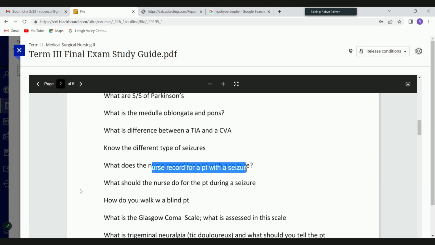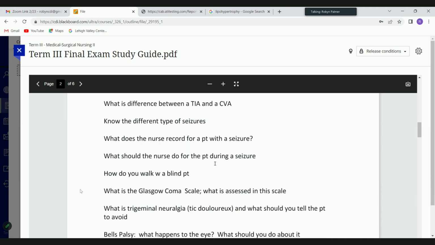What does a nurse record for a patient with a seizure? Well, what would you record, John? If you saw a patient with a seizure, what would you record? Time. The duration, yep. Probably location if you have to call 911. Yeah, what they're doing. Are they conscious? Are they unconscious? Are they frothing at the mouth? The duration of the seizure, right? What position would you put the head in so you would protect their airway so they don't aspirate? So it's turned to the side. To the side. Right.